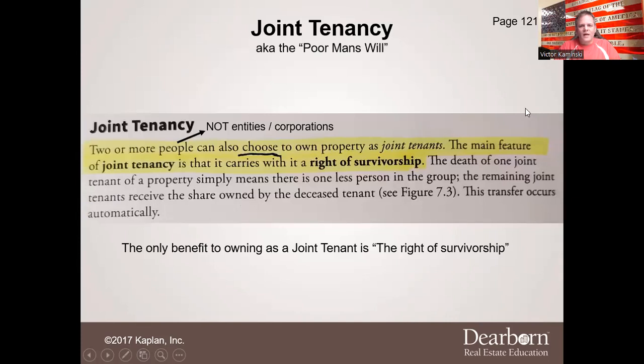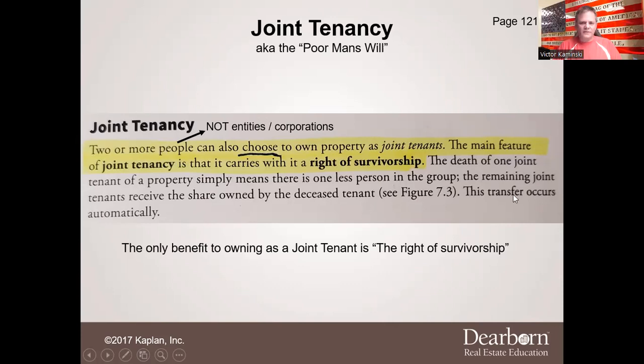Then we have joint tenancy, which is an alternative to tenancy in common. The default form of ownership when you have two or more people not married to each other is a tenancy in common, unless you specify you wish to take ownership in another form. And what form of ownership would you specify? Joint tenancy. So joint tenancy is when two or more people, not entities, a corporation can never own as a joint tenant. That's why I wrote not entities/corporations. A corporation can never be a joint tenant.